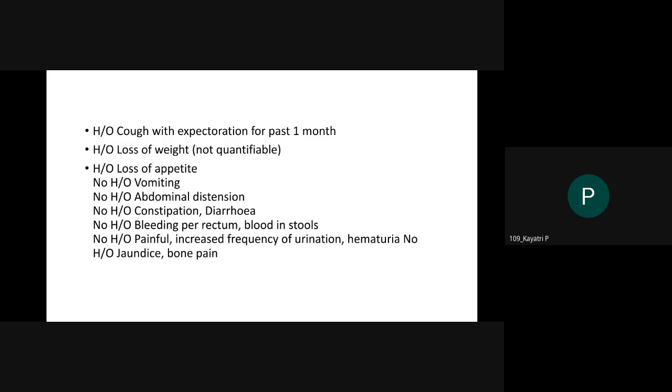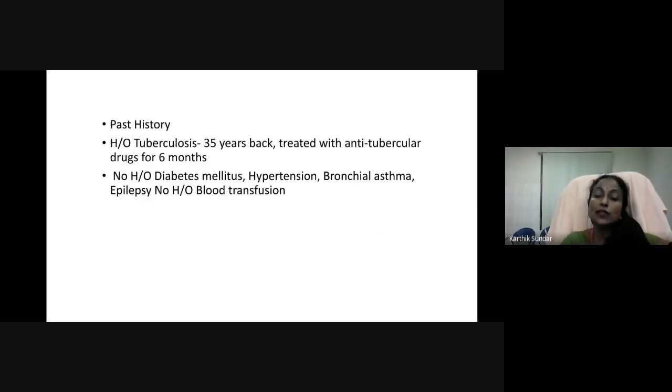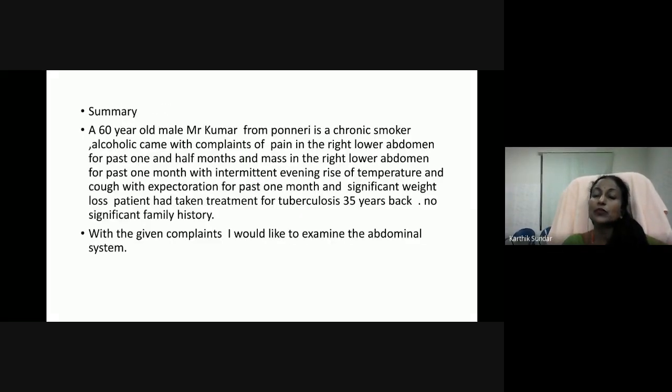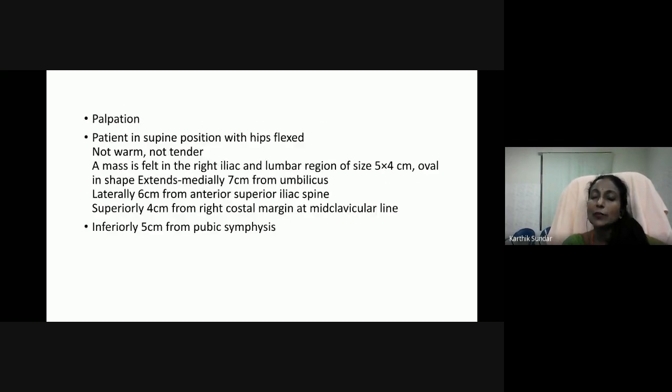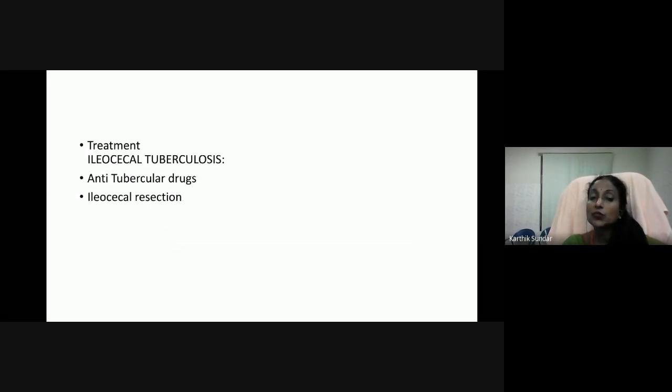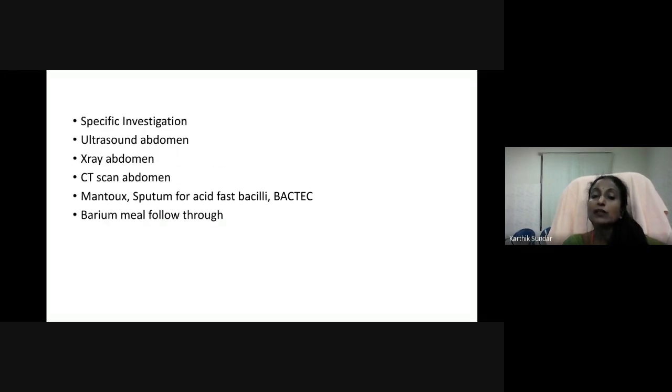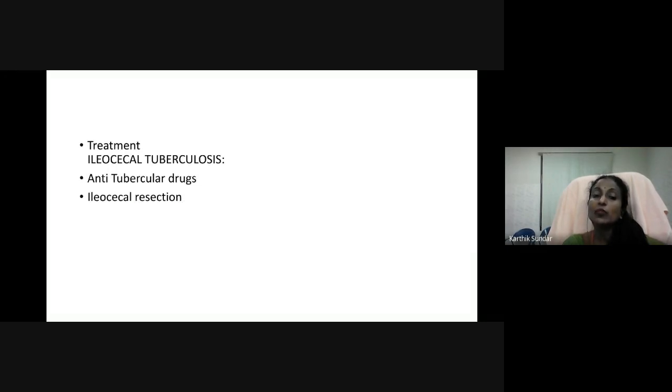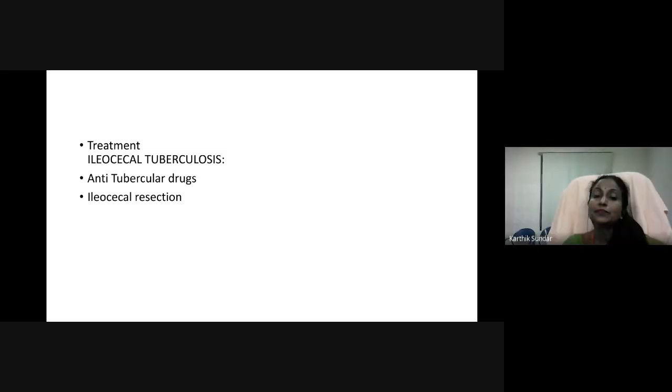So here also this is what you say we should expect. The patient must have had this pulmonary tuberculosis for some time. The patient would have been unaware of it, and then the patient lands up with right iliac fossa tuberculosis.